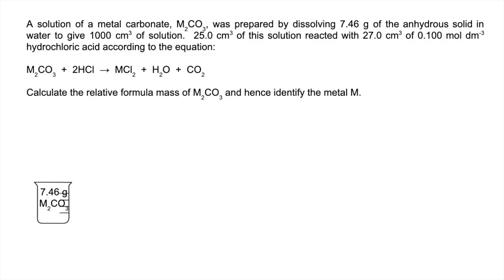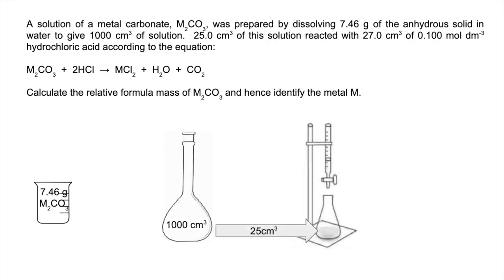So we've got 7.46 grams of the carbonate. It's been dissolved into 1000 cm cubed, and then a 25 cm cubed portion of that is transferred into the conical flask, and the titration's been carried out. The first thing we can do is work out the moles of HCl in that 27 cm cubed. That's concentration times volume, so it'll be 0.0027. Remember, the volume's got to be in dm cubed. The mole ratio in the chemical equation tells us that the moles of M2CO3 in the 25 cm cubed used for the titration will be half of that.